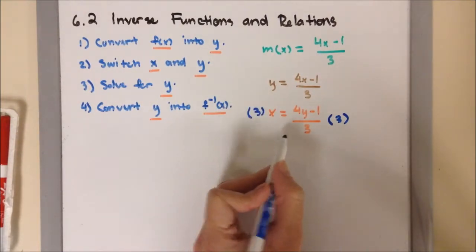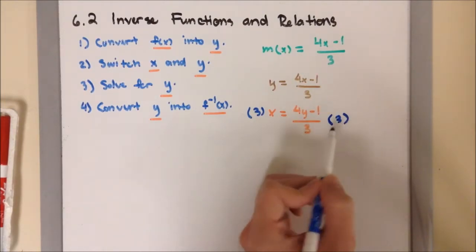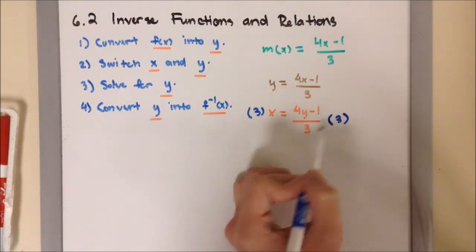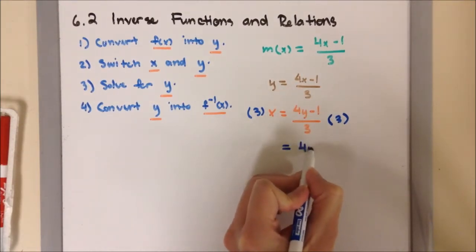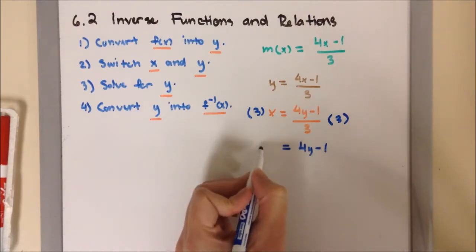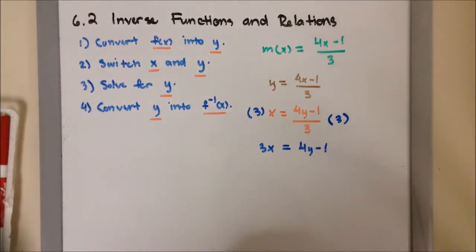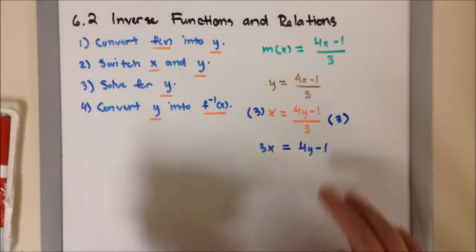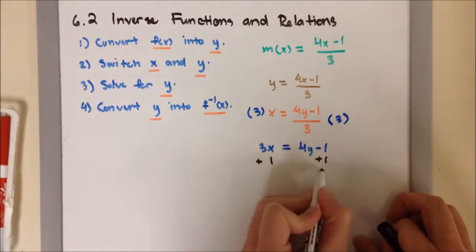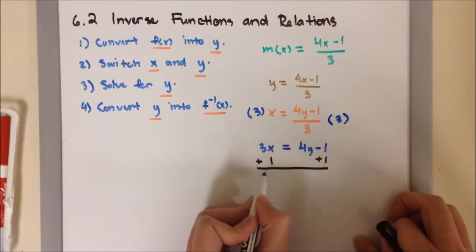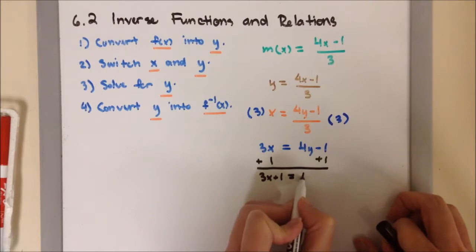Now, on the right side here, when I multiply the fraction by its denominator as a whole number, the whole number in the denominator will divide into 1, and I'm only left with 4y minus 1, and on the left side it will be 3x. Now to get 4y by itself, I'm going to cancel out the minus 1, so I'm going to add 1 to both sides. So 3x plus 1 equal to 4y.